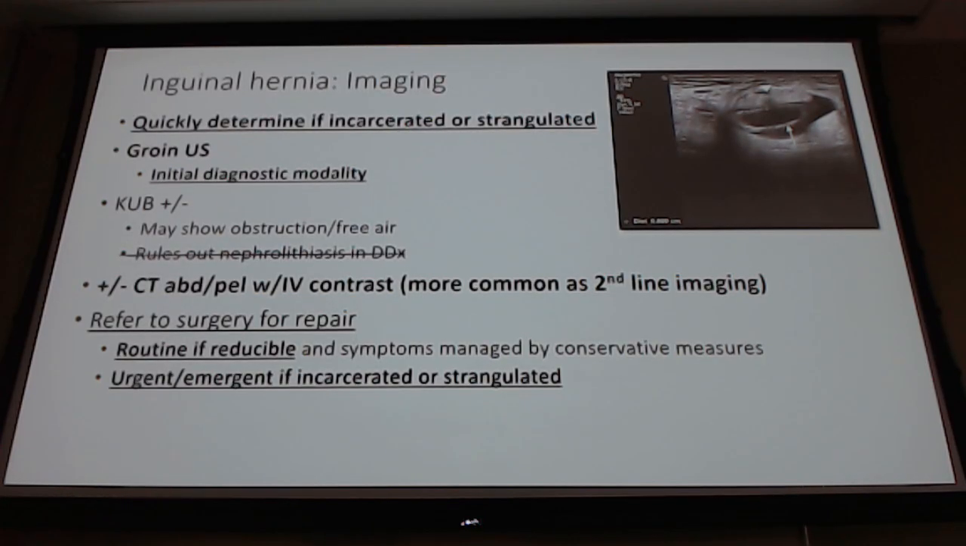If they're not symptomatic, or maybe symptomatic a little, but they're not incarcerated, they're not stuck, they're not strangulated, it could be a routine referral to surgery, and this is to general surgery. If it's strangulated and or incarcerated, they go to the ER. If you're already in the ER, you call surgery for an emergent consult. Time is death. Time is tissue death.